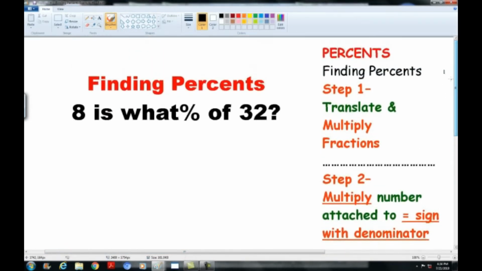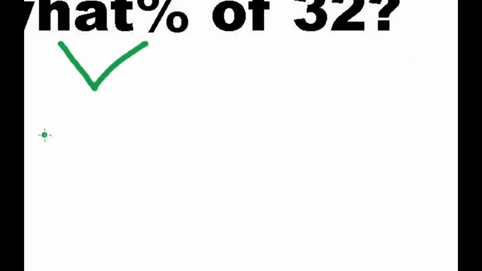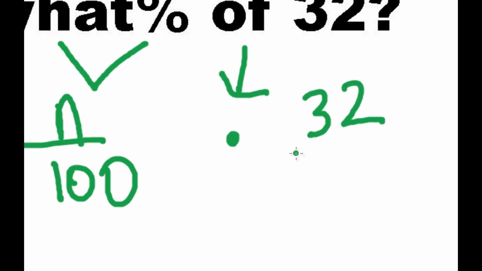The first thing you want to do is translate what you see in front of you. If we're going to translate, what does that mean? That means that this 8 is, what does that mean? That means 8 equals, right? Then what percent is always n over 100, right? Then the of is always multiplication. And then we're going to bring this 32 down. Now, we must make these both fractions, so we must add a 1 underneath the 32.